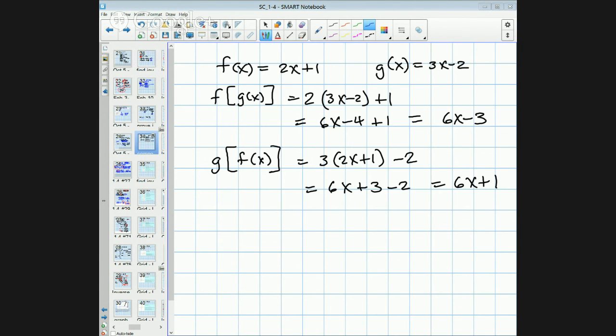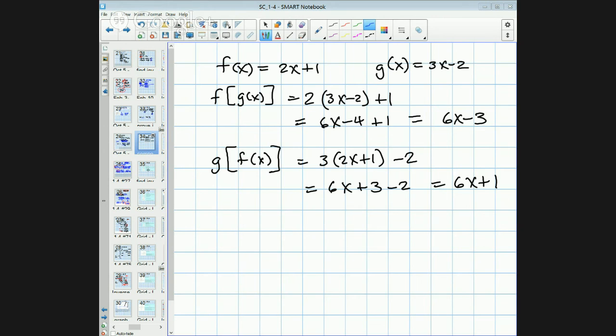Let's just look at this one. Here's a function f, here's a function g. Notice f of g of x is not the same as g of f of x. They're similar, but they're not the same. The only time those composites can be flipped and equal the same thing is when they were inverses to begin with.